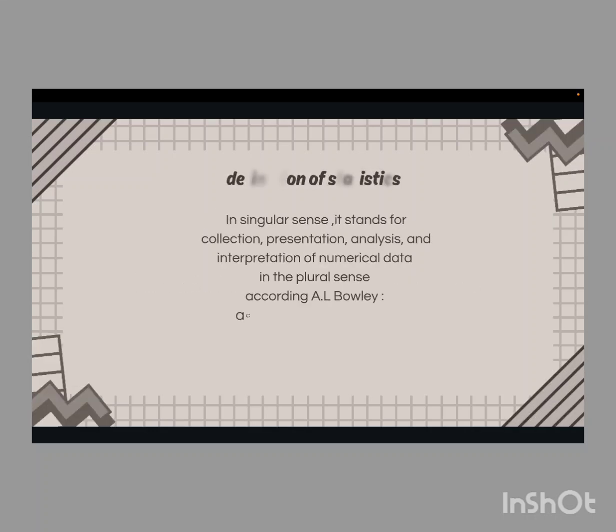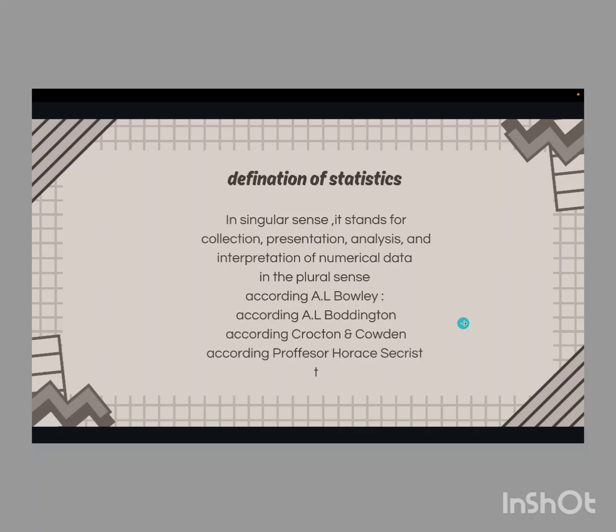Statistics has many definitions. In the singular sense, it stands for collection, presentation, analysis, and interpretation of numerical data. That is a wide definition for statistics. In the plural sense, there are many types of definitions by different people who have studied statistics in detail.